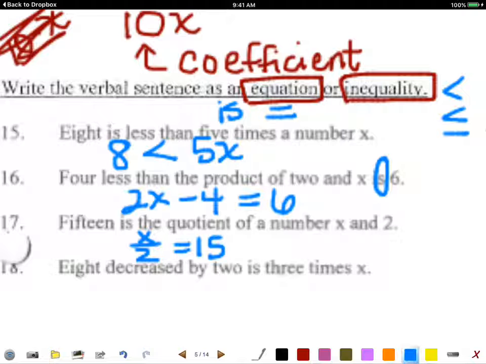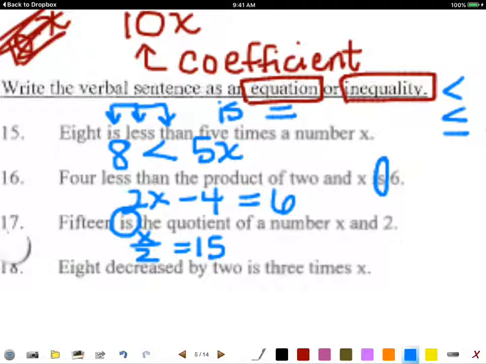Okay. Thank you, Mackenzie. All right. Number 18. It doesn't, because number 17 is not an inequality. It is an equation because of the word is here. This one has is, but it says is less than. That's why it's... These are kind of tricky. You have to read them kind of slow. 8 decreased by 2 is 3 times x.